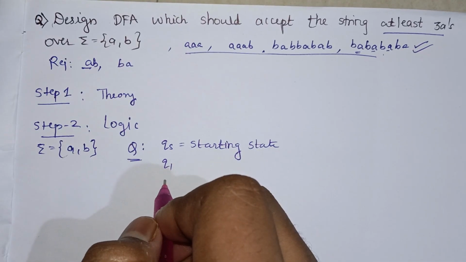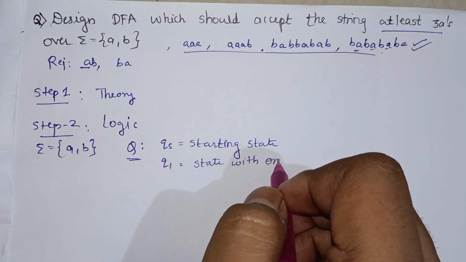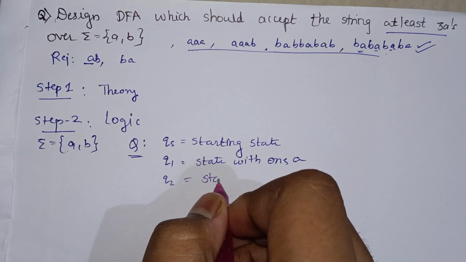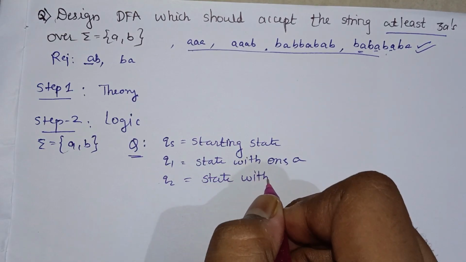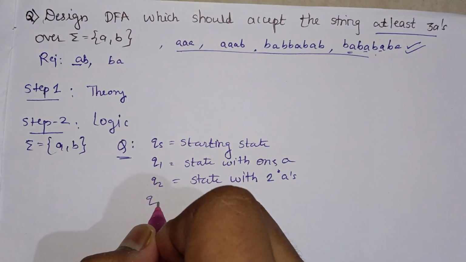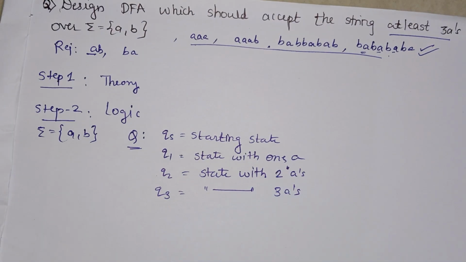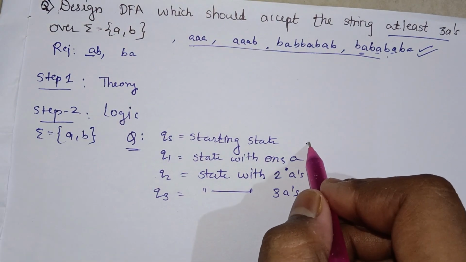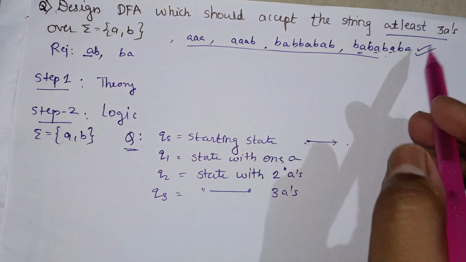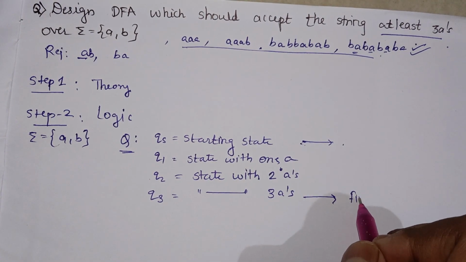Q1 state with 1 a. Q2 state with 2 a's. Same, Q3 state with 3 a's. In this, Qs is our starting state. Since we require at least 3 a's, that's why we are taking Q3 as our final state.